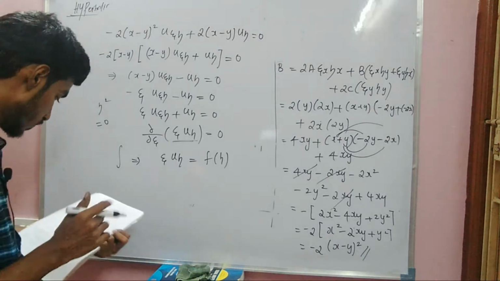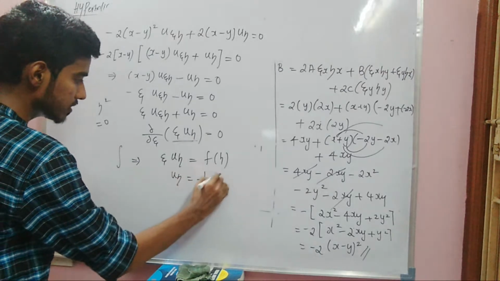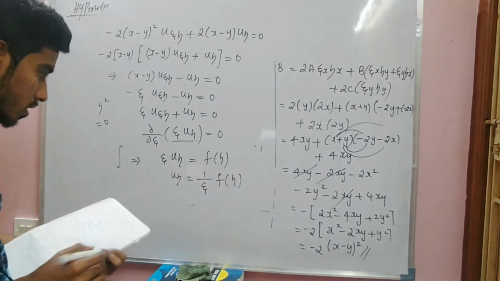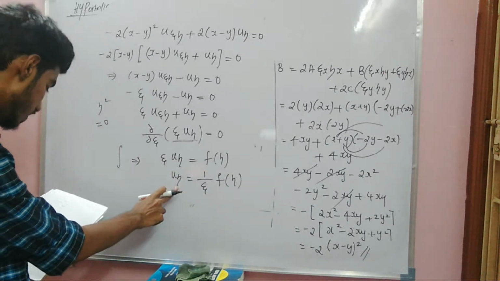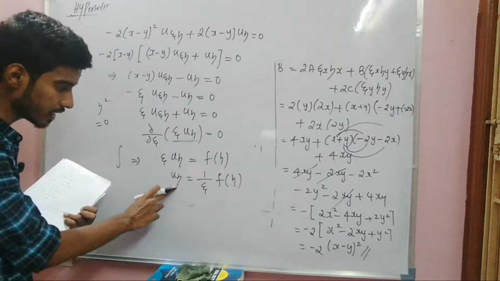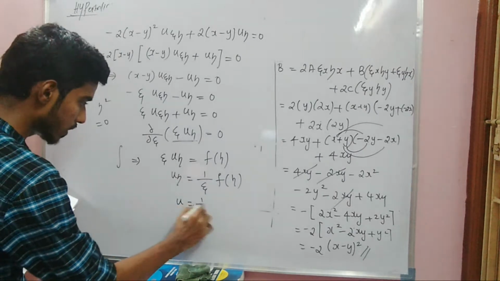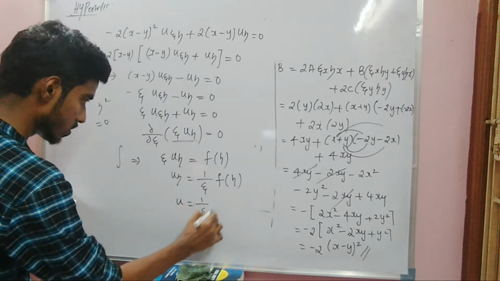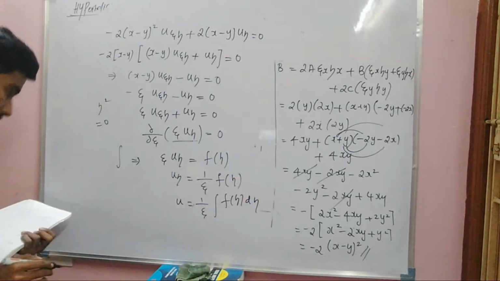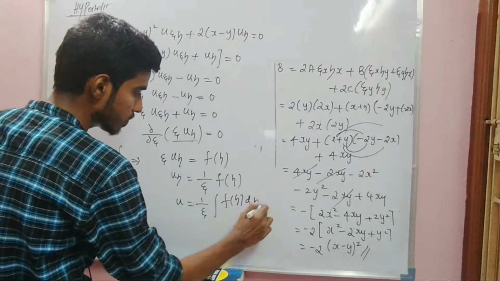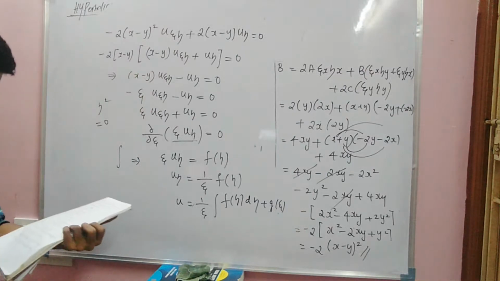Our aim is to find u. So therefore u eta is equal to 1 by theta f of eta. Now if I need to find u, that means I need to integrate this with respect to eta. So therefore u is equal to 1 by theta integral f of eta d eta plus some constant g of theta. That's it. This is our general solution.